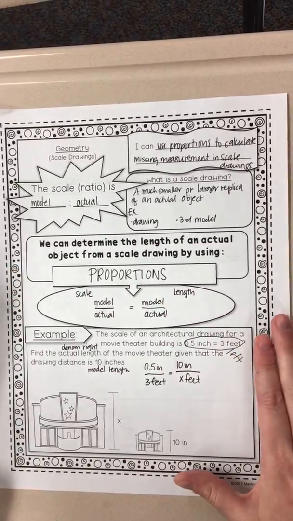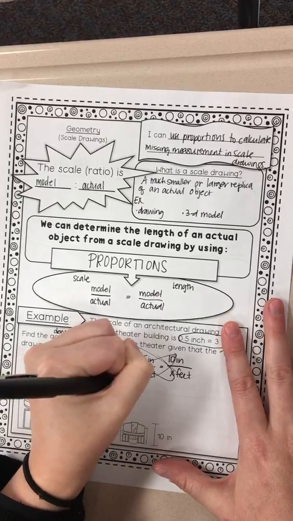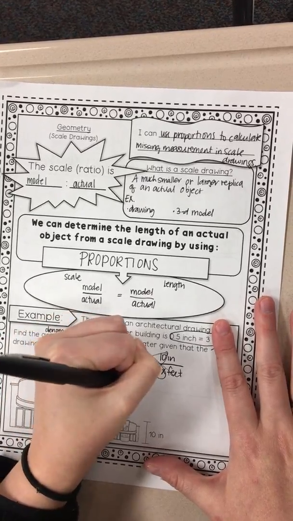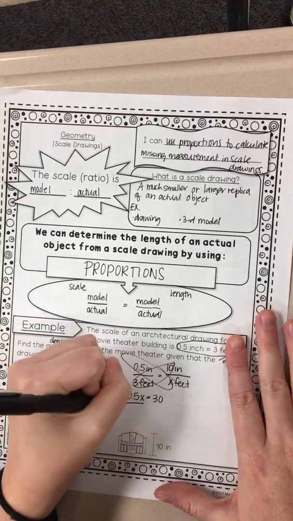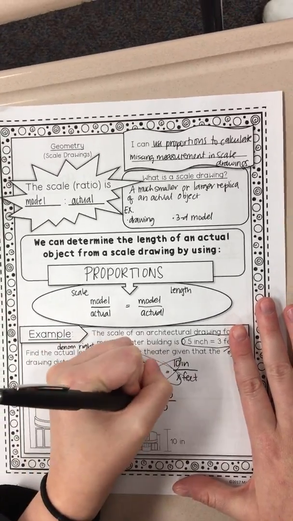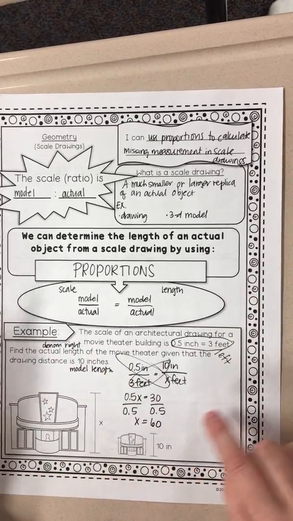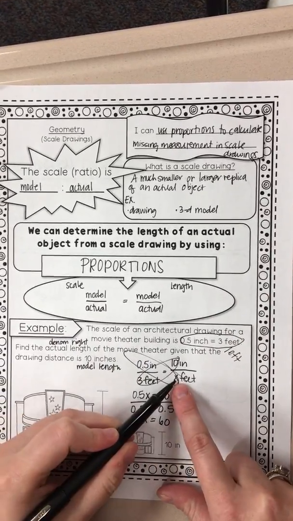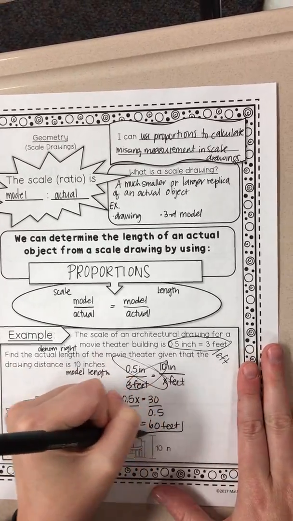is 10 inches. So if I cross multiply, that's 0.5x, 3 times 10 is 30. And then to solve, I would divide by 0.5, which means x is equal to 60. Now don't forget to label, and so x was feet, so make sure that you label that as 60 feet.